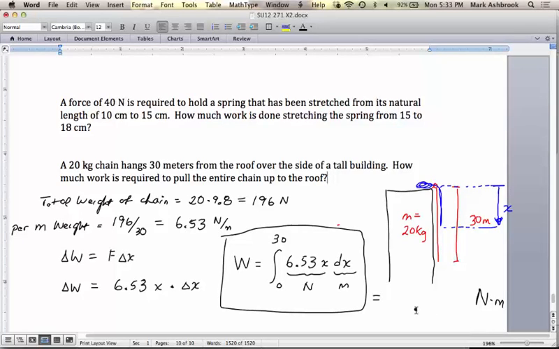How many did you get an answer? 29,500... 2,000 newton meters. So that's joules. Newton meters and joules, both. That's energy or work.